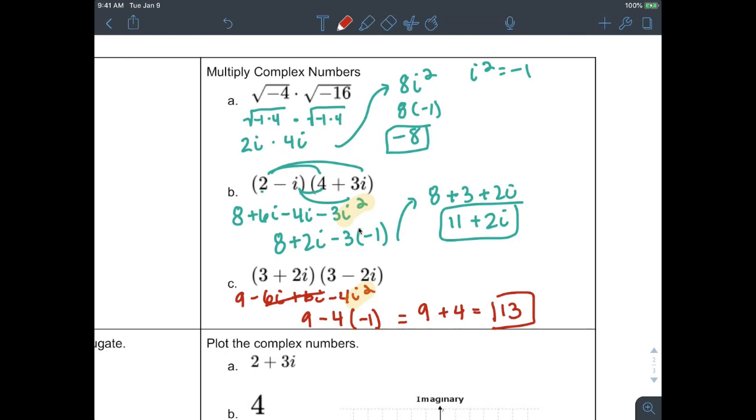These complex numbers here are called complex conjugates. They have the same leading real term, and then the imaginary terms, one is positive and one is negative. So this is kind of like a complex numbers difference of squares, okay? When you multiply complex conjugates, you always come out with a real number.